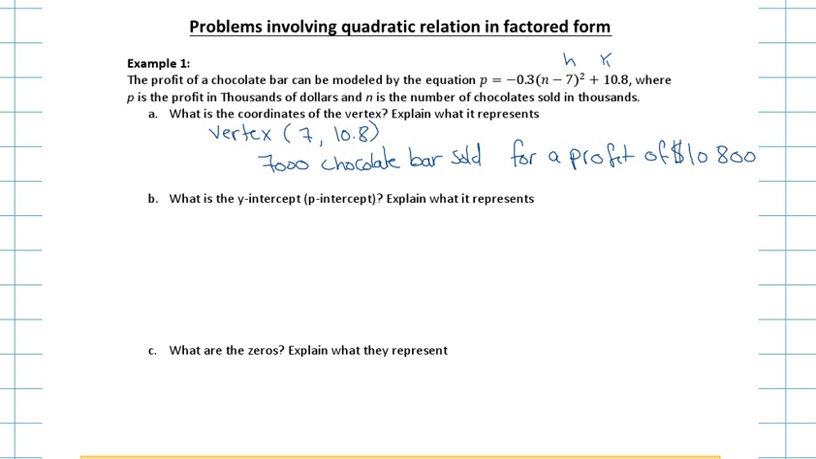Now, the second part of the question is asking you, what is the y-intercept or the p-intercept? Because in this case, instead of using the letter y, we're using the letter p. Is it 10.8? No, because remember that this is my maximum profit that I'm making. I have to convert it to standard form.